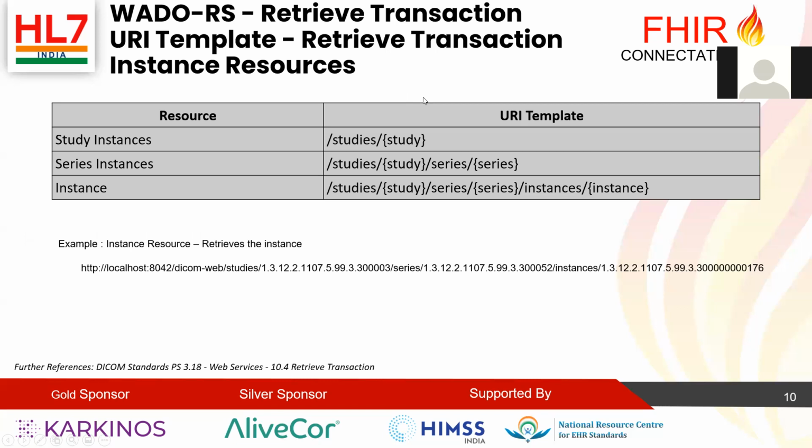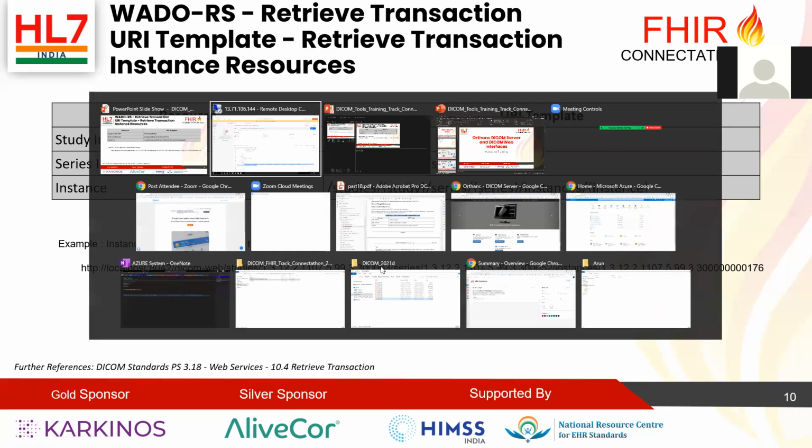Okay, now I'll explain the retrieve transaction instance resource. Here it defines three resources for us. One is the study instances. We can retrieve all the instances of a given study, or all the instances of a given series, and also we can retrieve a particular instance of a given study or series. That's what I mentioned here as an example: for this given study and this given series, this instance, we are going to retrieve it. So I'll frame the URL and explain everything from here.